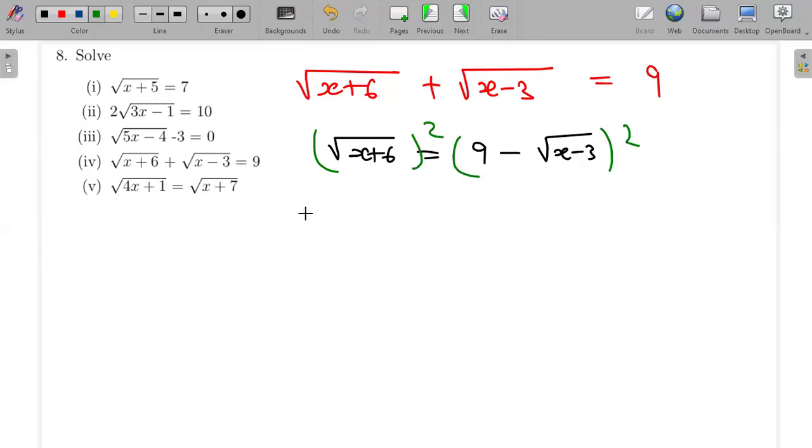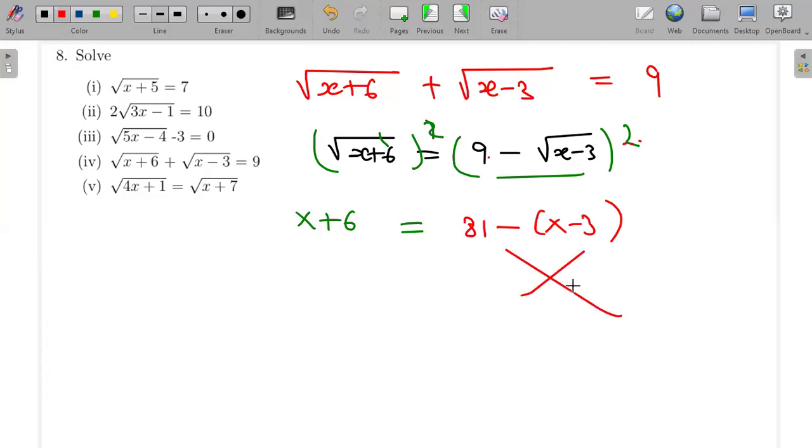If I square this side, x plus 6 just remains, because the square and the root cancel out. It is equal to, if I square this side here, I've seen some funny things that you guys do. When you come here, you see that the 2 goes to the 9, so I have 81, minus, the square goes to this, and then I have x minus 3, and then you solve for x. No, this one is wrong, okay?